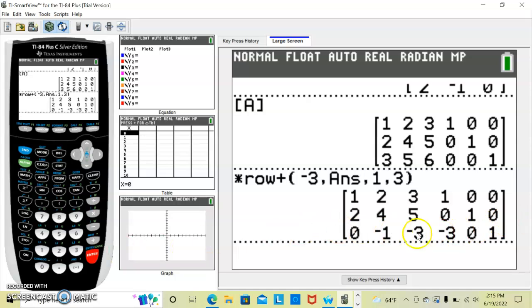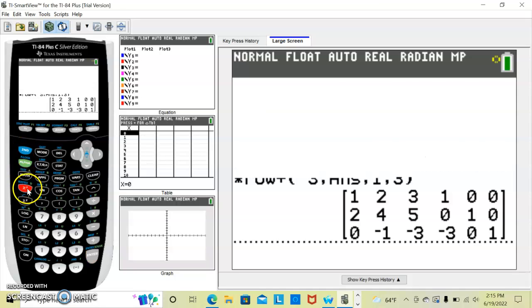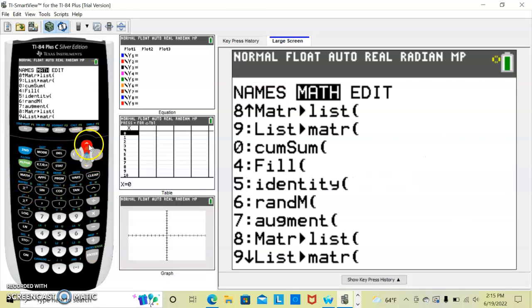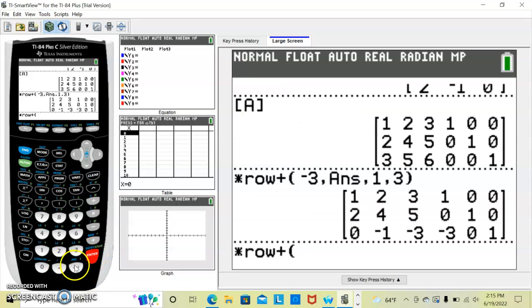Okay, so that's what we got. Got a 0 here, so now we're going to keep going. I'm going to add -2 times row 1 and then add it to row 2. And so that should get rid of both this 2 and this 4. Okay, so go into matrix mode, times row plus. So I'm going to multiply -2 by, and this is where I use the answer key, the last matrix that we had as an entry.